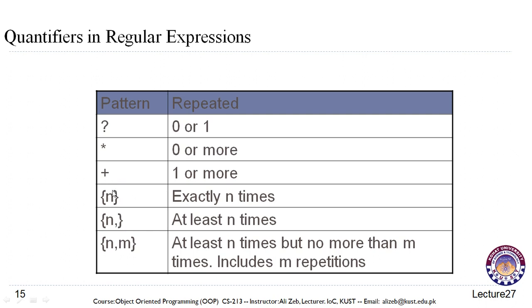An n, or any number inside these curly brackets, means exactly n times. A number followed by a comma means at least n times, so there can be at least n times, and it can be followed by any number of times. And n and m specify a range: at least n times but no more than m times, inclusive of n and m. For example, if we have 3 to 6, then we will have a range of 3 to 6 over here. So this will tell us the range of the number of times that we can allow an expression at that certain position.